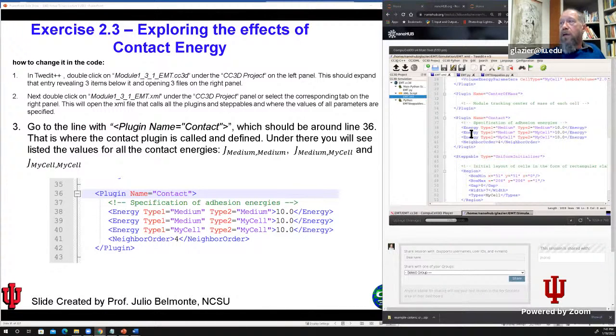Okay. We see something called plugin, name equals contact. That's saying that the cells have a contact energy with each other. And then we're going to specify this energy between a cell of type medium and a cell of type medium. That's not going to do anything. Between a cell of type medium and a cell of type micelle, a cell of type micelle and a cell of type micelle. And it says neighbor order, and this is the range over which we count.